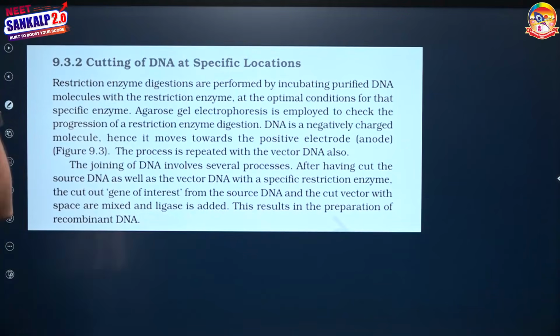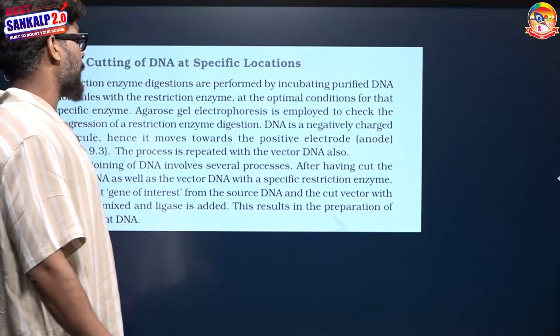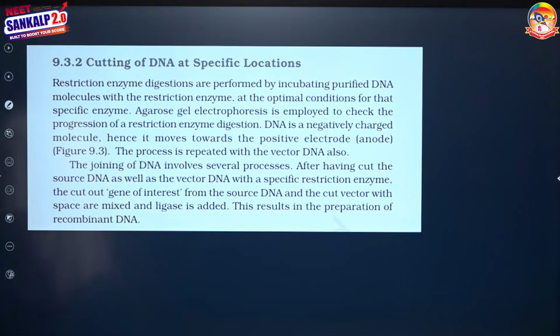Cutting of the DNA at specific locations. Restriction enzyme digestions are performed by incubating the purified DNA molecule with the restriction enzyme under the optimal conditions for that specific enzyme. Agarose gel electrophoresis is employed to check the progression of restriction enzyme digestion, whether it happened or not. DNA is a negatively charged molecule, hence it will move towards the positively charged anode. The process is repeated with the vector DNA also.